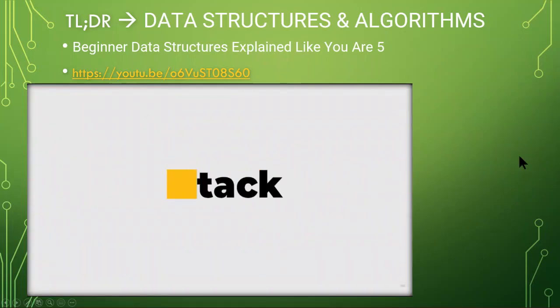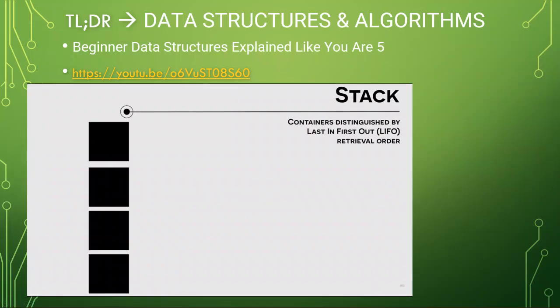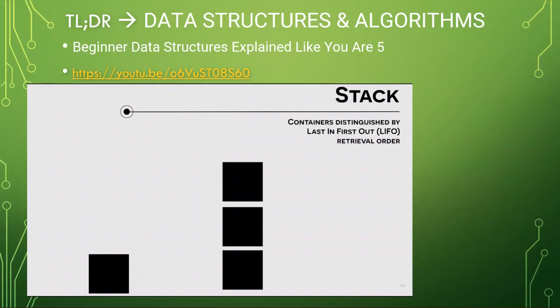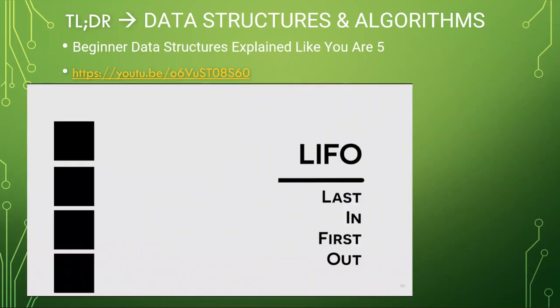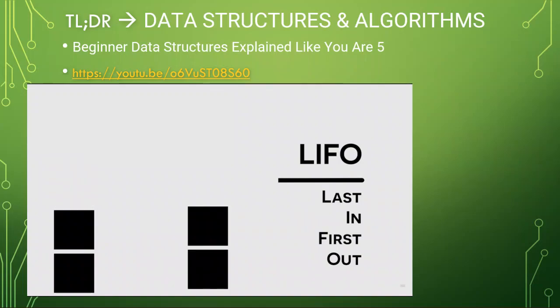The first of these data structures is a stack. A stack is a linear data structure that is optimized for the LIFO retrieval order. And if you're not sure what LIFO stands for, it's last in, first out. This is basically the major purpose of a stack and what the stack is optimized for.